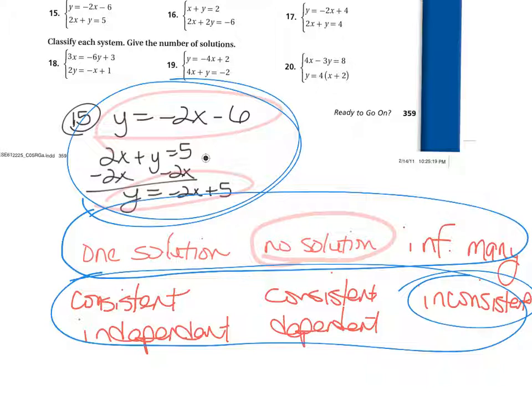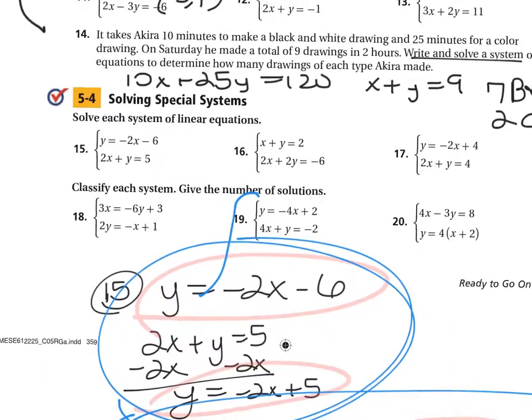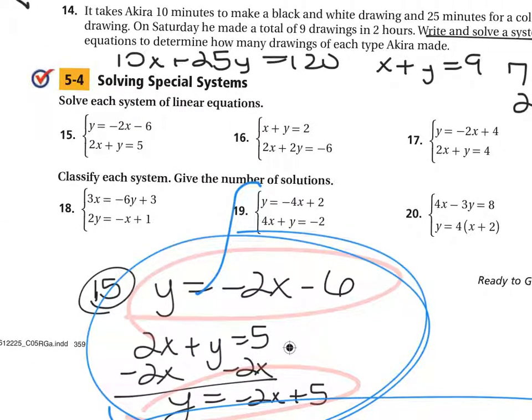For this one, it just said to solve. So it didn't ask you to classify, okay? But on the test, you're doing both. So for number 16, if you solve this, you found out that again, the variables canceled and you were left with nonsense. And number 16 is also no solution and inconsistent.